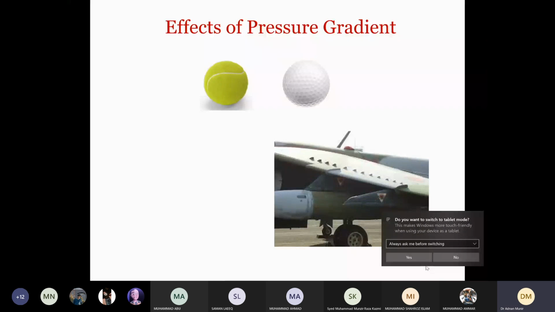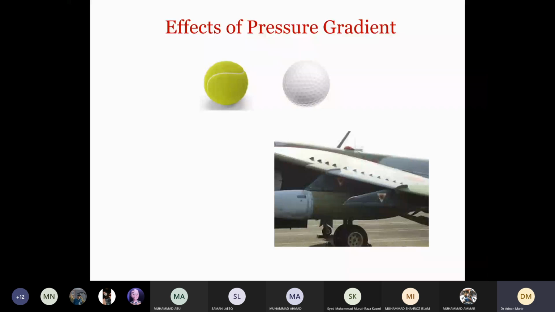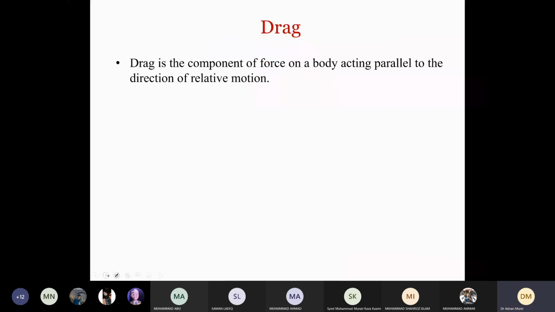Okay, so we'll continue our discussion on drag and lift force now. That was for the effects of pressure gradient. Now, I'll quickly go through drag. We already have been discussing drag and lift previously also. So drag is the component of a force on a body acting parallel to the direction of relative motion.